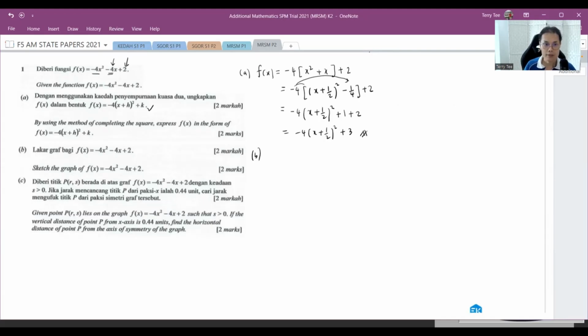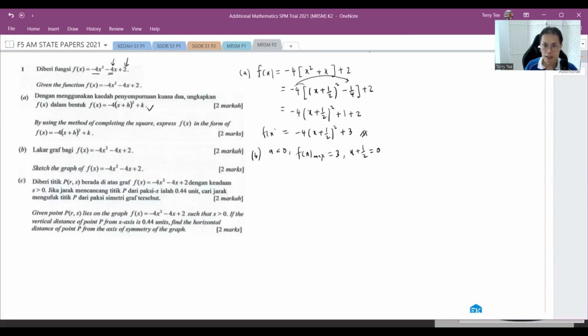Okay, second part, we have to sketch this graph. You will know how to sketch a graph of a quadratic function. The first thing is to identify the coefficient of x squared. I can see that my coefficient of x squared is negative 4, which is less than 0. So the graph is a maximum graph. So we say that your f(x) will have a maximum value of 3 when the one inside the bracket, x plus half, is now 0.